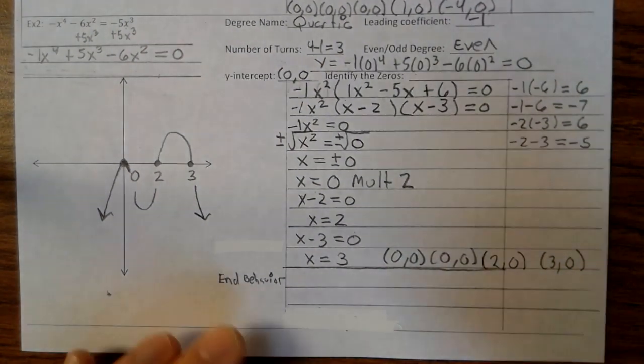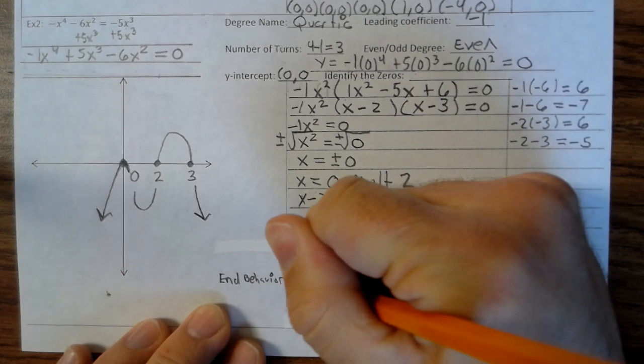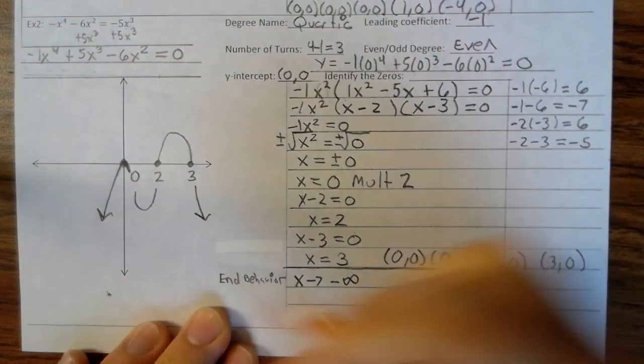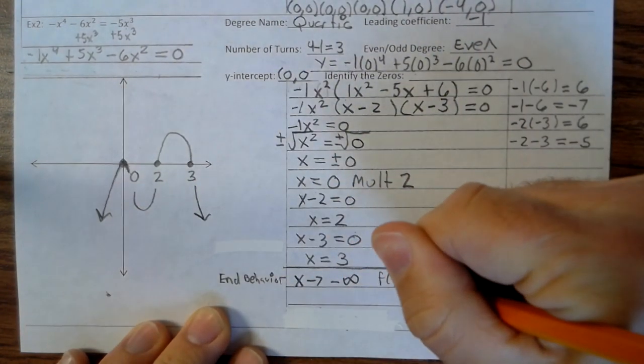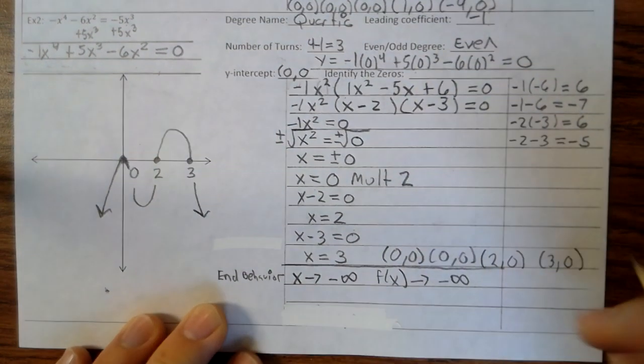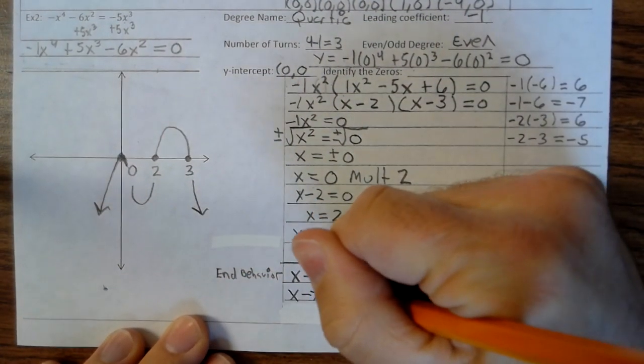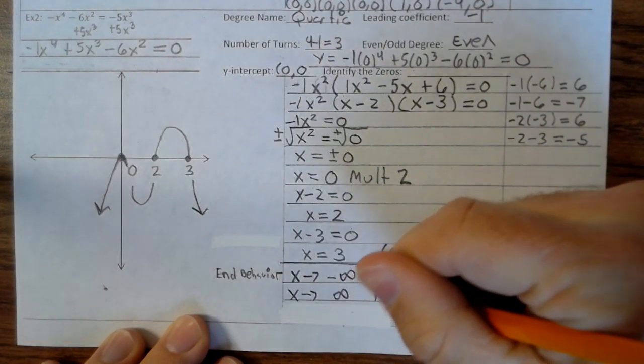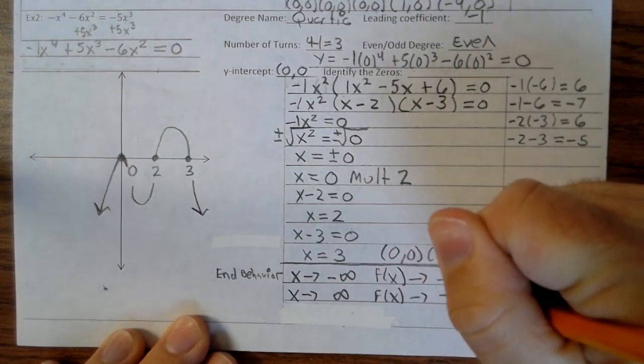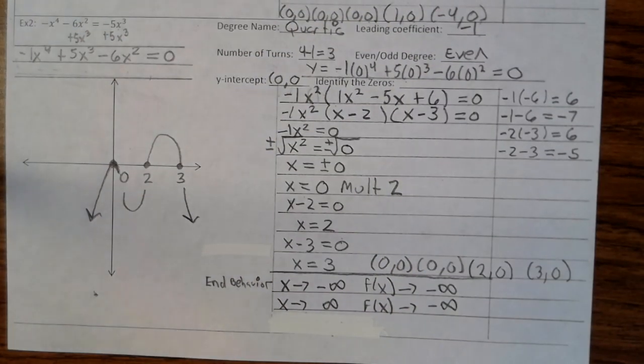Okay. So our end behavior, as x approaches negative infinity, meaning going left, f of x approaches negative infinity, meaning going down. Now as x approaches positive infinity, meaning goes right, f of x approaches negative infinity, meaning going down. All right, if you would go to finish up example 2. Now, example 1 and example 2 were both factorable.